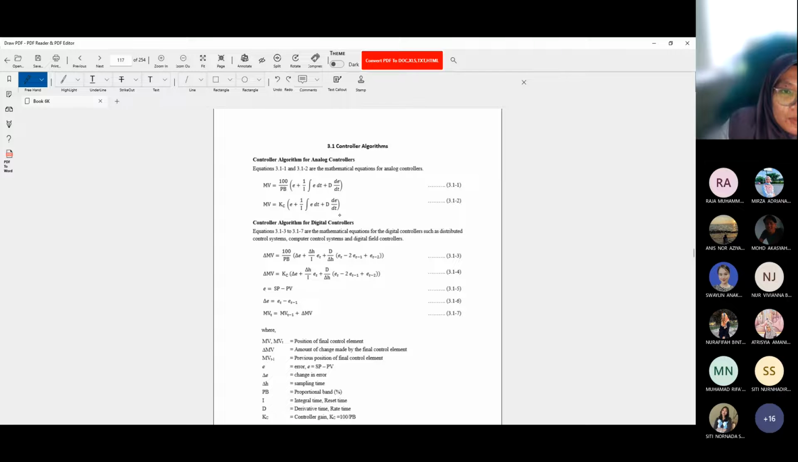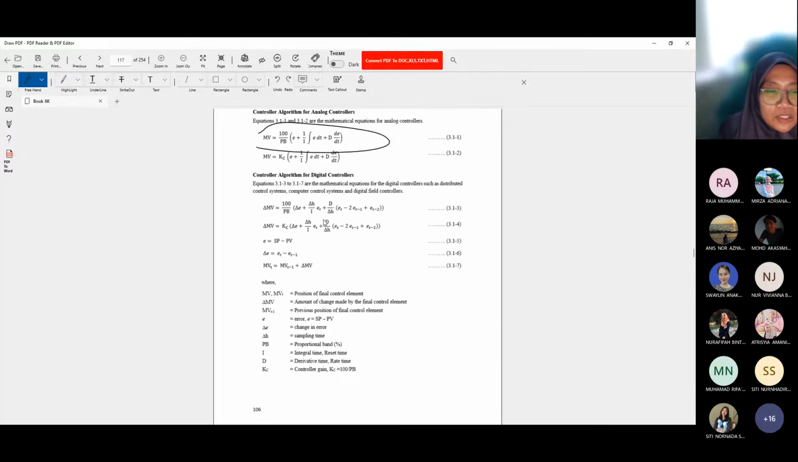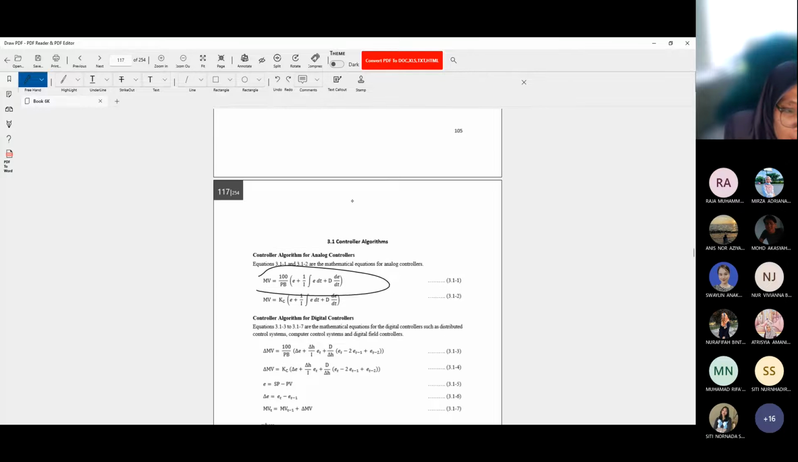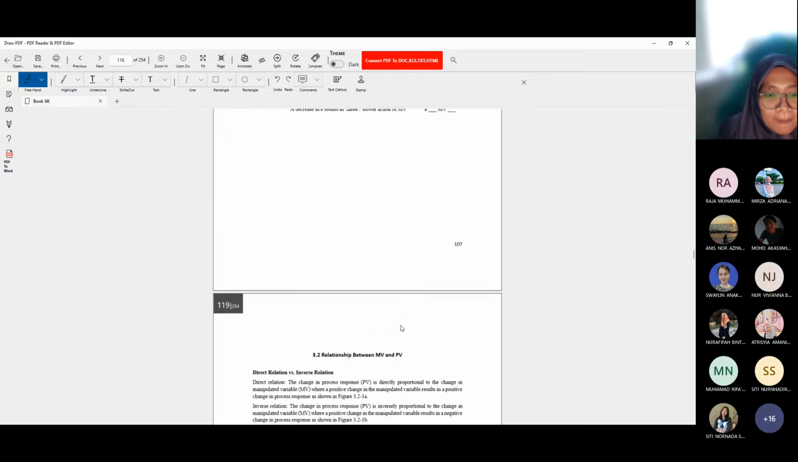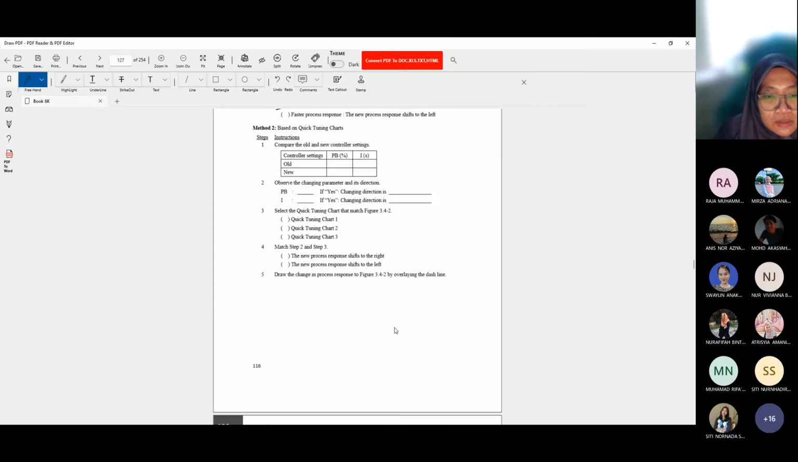This one, 3.11. So the relationship for this equation, we can see here: MV and integral are inversely proportional. You look at this equation and you can see that MV and integral are inversely proportional because integral is the denominator, this one. Okay, go back to the tutorial.